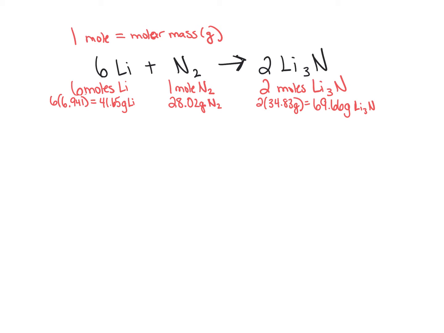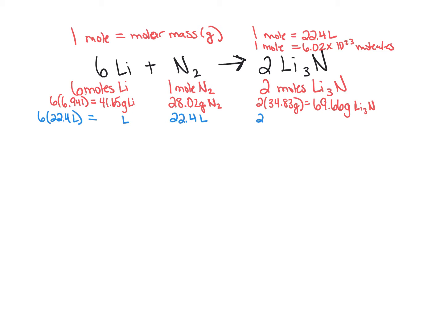We could also calculate how many liters we would need, because we also know that 1 mole of any material equals 22.4 liters. We also could calculate how many molecules that would be, because we know that 1 mole is 6.02 times 10 to the 23rd molecules. So again, if we need 6 moles of lithium, then we would need 6 times 22.4 liters to find out how many liters we need.